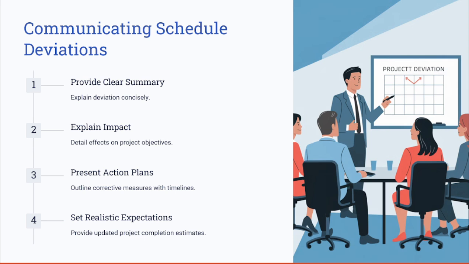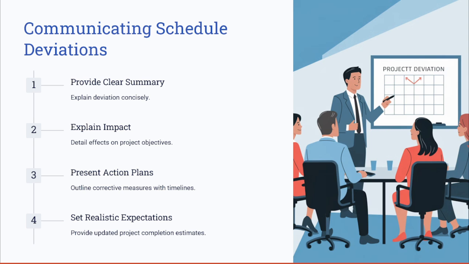Communicating the schedule deviations to the stakeholders is a very important concept. You need to keep your stakeholders in the picture. Stakeholders appreciate transparency rather than just waiting for a crisis. Project managers should communicate the deviations early and provide solutions. This helps maintain trust and credibility between you and your stakeholders.